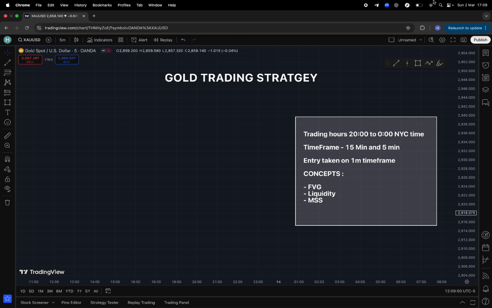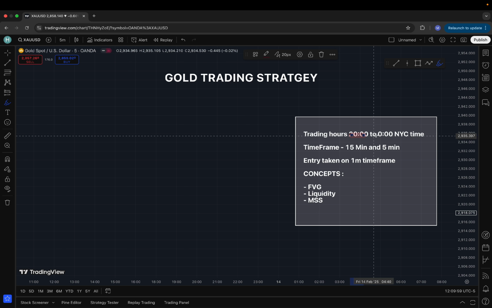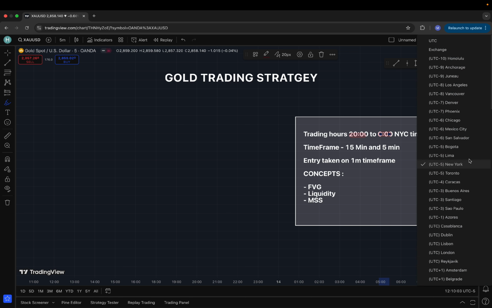Let's get started. So we're going to be going over some keynotes before we actually do the model. So the trading hours is between 8 p.m., which is 20, to 12 a.m. New York time. So just set your time to UTC-5.